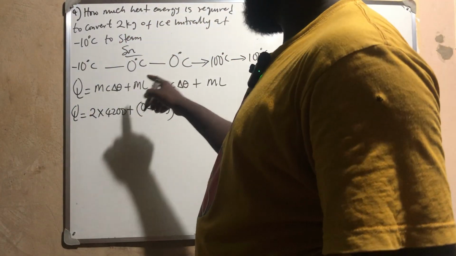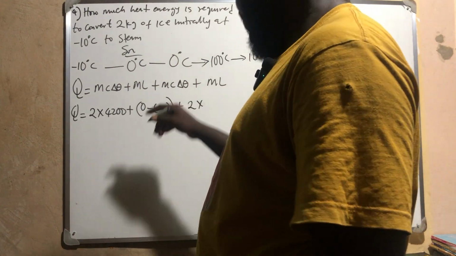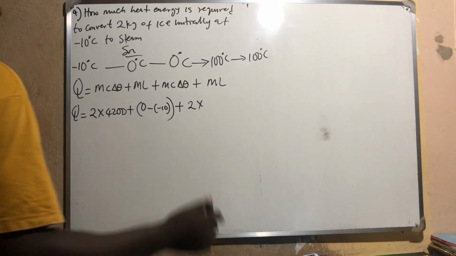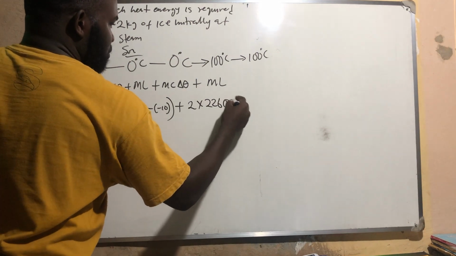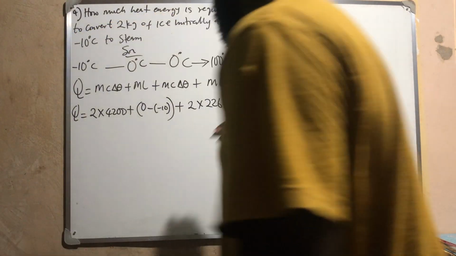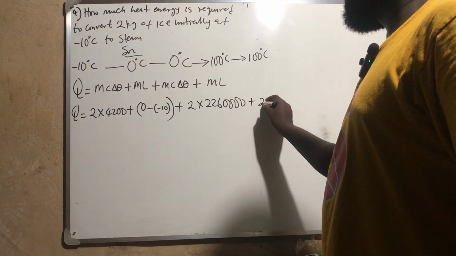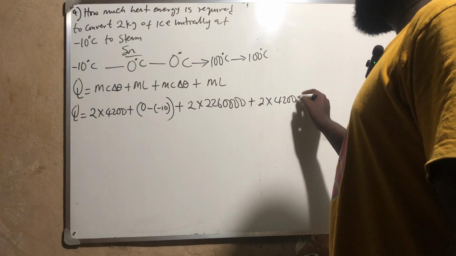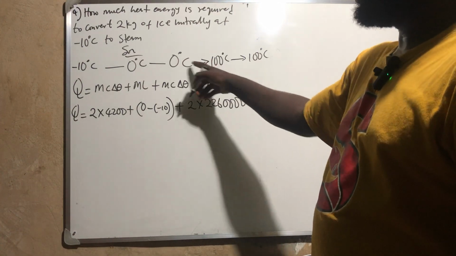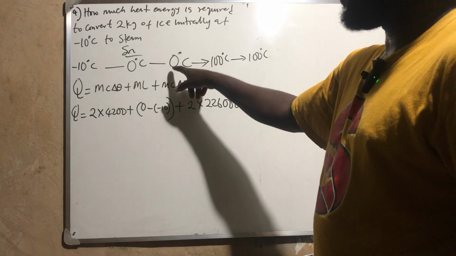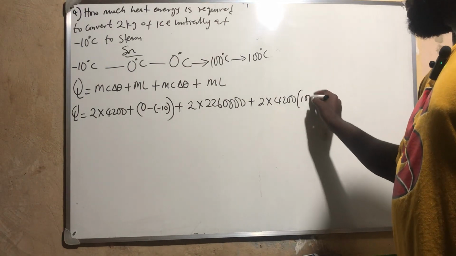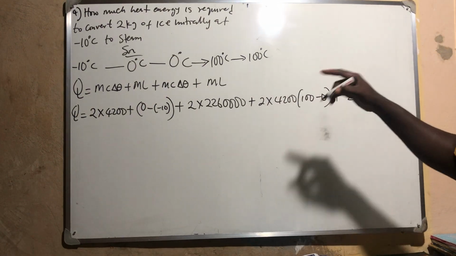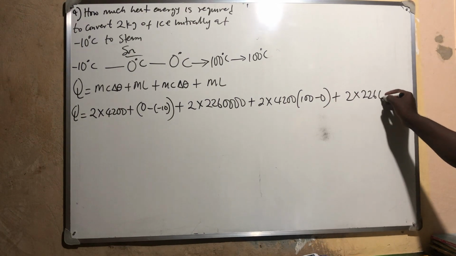My M does not change, it is 2. My L is 226 followed by 4 zeros, 226, 1, 2, 3, 4. That is my L, it doesn't change. Plus my M again, 2 times my C, 4200, which doesn't change. Then, is this heat gain or heat loss? It's still gain because it's from 0 to 100. So I'm going to have 100 minus 0. Plus then the last part, my M is 2 times my L again, 226, 1, 2, 3, 4.